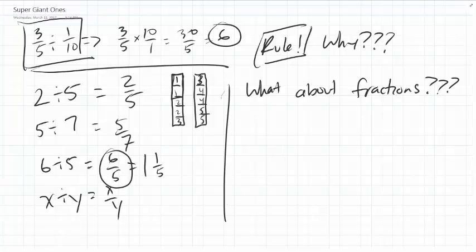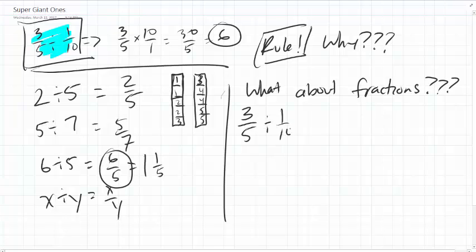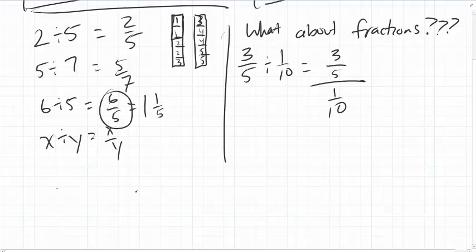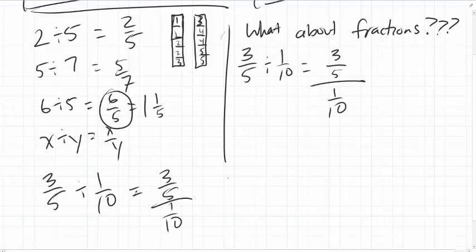Let's use the fractions we were talking about before, the 3/5 divided by 1/10. So 3/5 divided by 1/10 is going to equal 3/5 over 1/10. Now I'm going to scroll down a bit so we have more space to work on that. So I'm going to rewrite down here. 3/5 divided by 1/10 is 3/5 over 1/10.